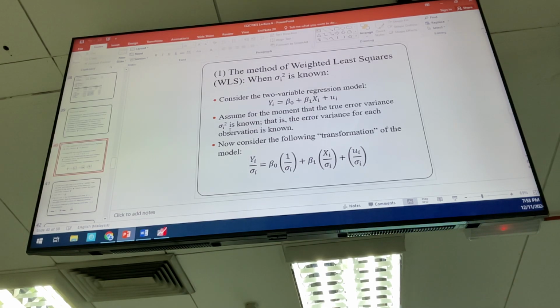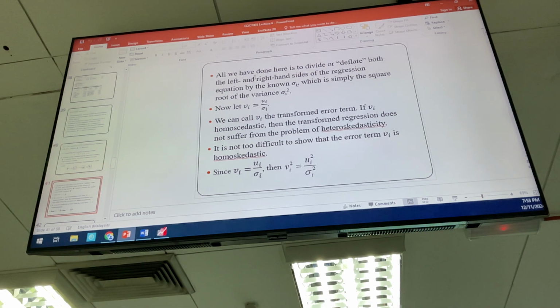So if the value of the error bar is known, then we divide by the standard deviation, the standard error. Each of the values, we divide the whole equation by the standard error. All we have done here is to divide, or deflate, both the left and right hand side of the regression equation by the known sigma i, which is simply the square root of the variance.